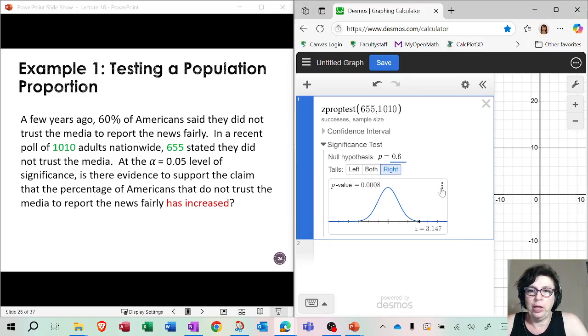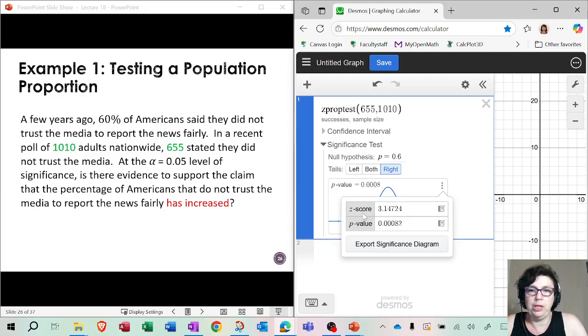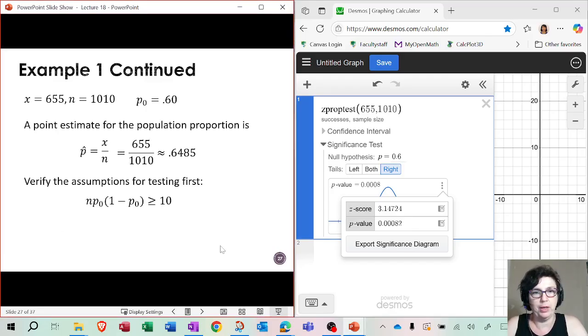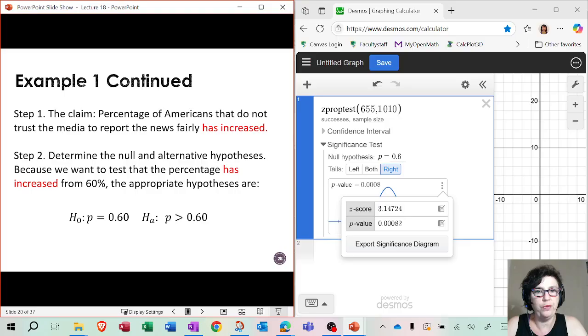Then clicking on the three dots, we're going to see the z-score or the test statistic. It is larger than 3, so that is an outlier, an unusual situation. And as you can see, the p-value is also very, very small, which indicates that we are going to be rejecting the null hypothesis. Why? Because it's definitely going to be less than any alpha you can possibly think of.